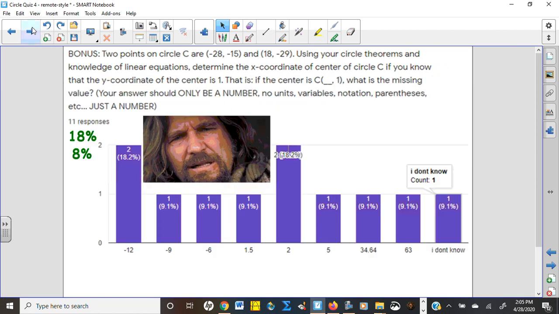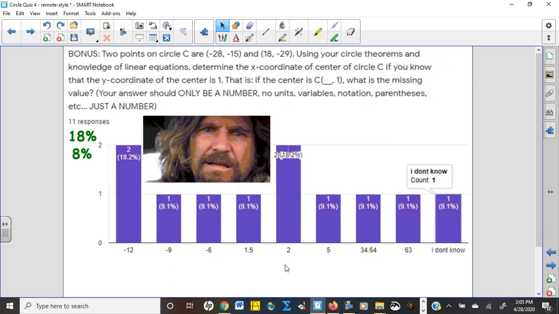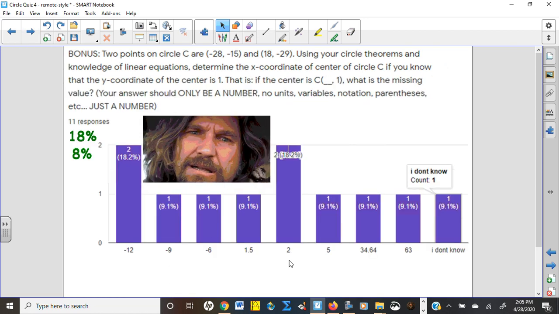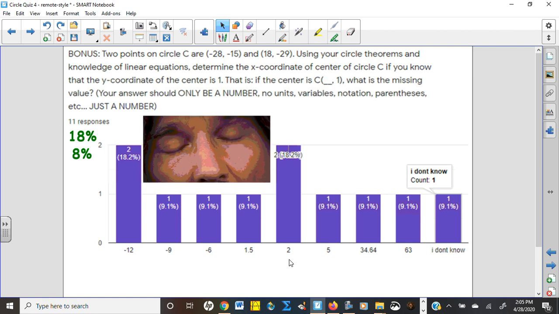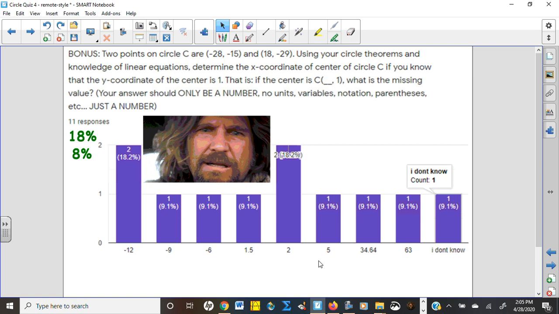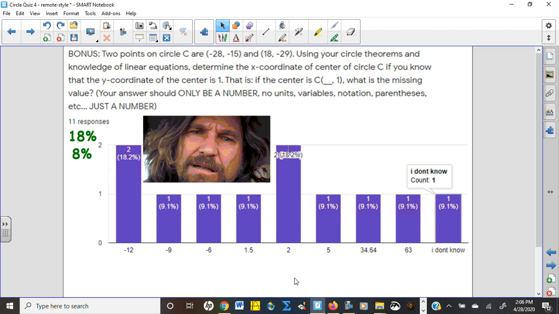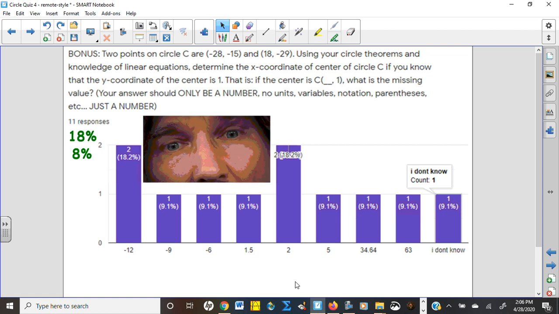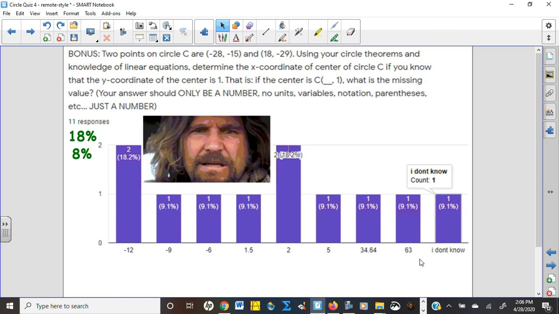And speaking of 2, that's how many people got it right. So 2 out of 23 was 8%. Now, only 11 people tried this bonus, so really that was 18%. But still, a lot of people struggled with the bonus, somewhat to the point where they just said, I don't know, which is certainly not the answer.